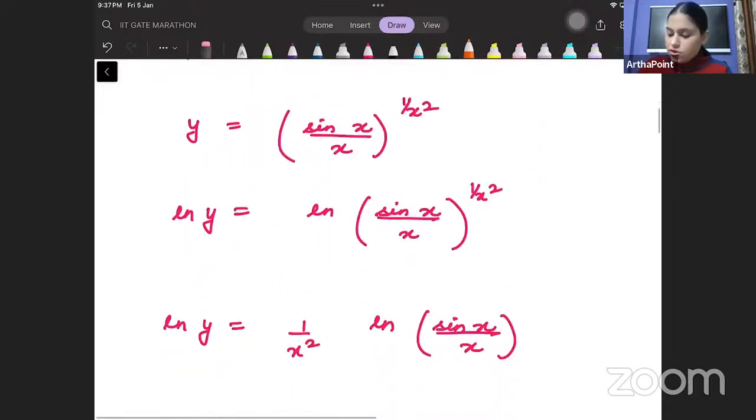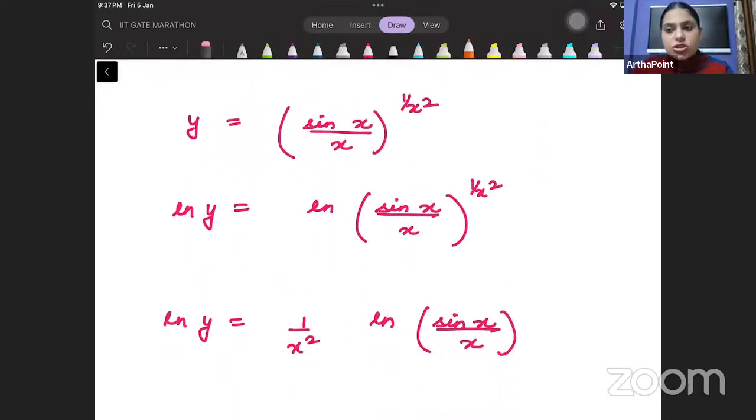Now look into your function. The function that is given to you is y is equal to (sin x by x) to the power 1 by x square. This is not directly in the sin x by x form. In this case, you have the power given to you. Power is 1 by x square. So how do I solve such questions?